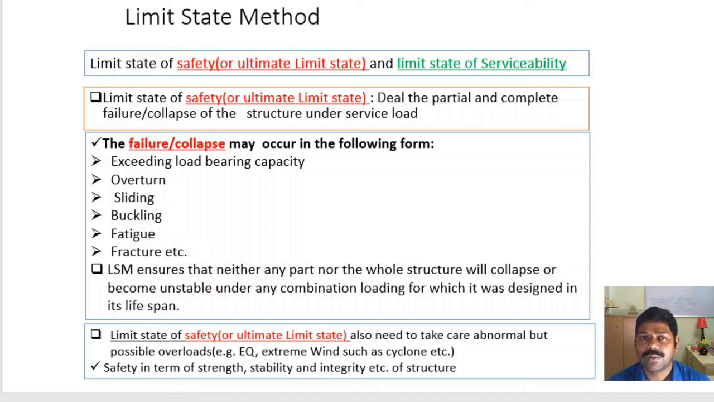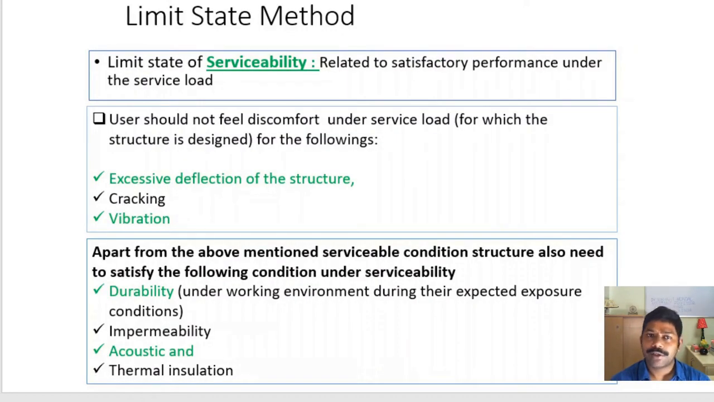Now we will try to learn what the limit state of serviceability means. Limit state of serviceability is related to the satisfactory performance under the service load. Satisfactory performance in the sense that the structure must ensure that the occupants will not feel discomfort under the service load. That means for the load which that structure is designed for, the occupants should not feel discomfort.